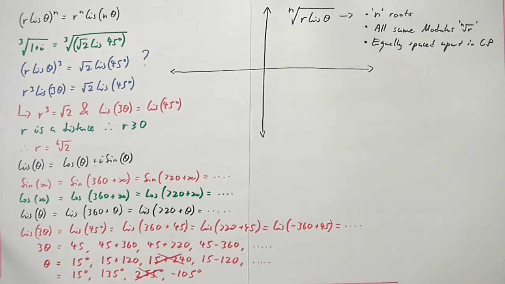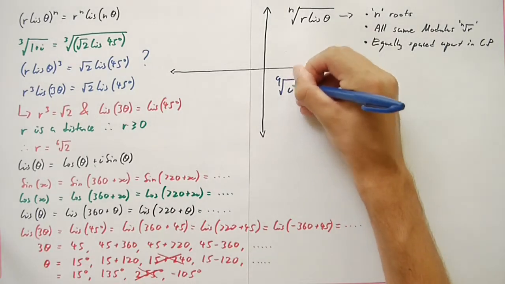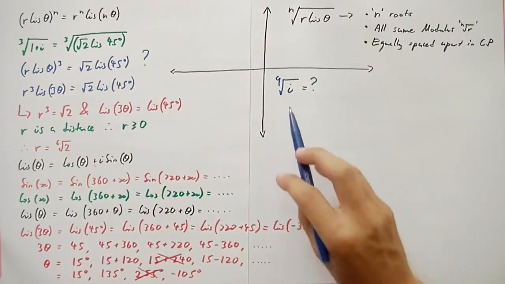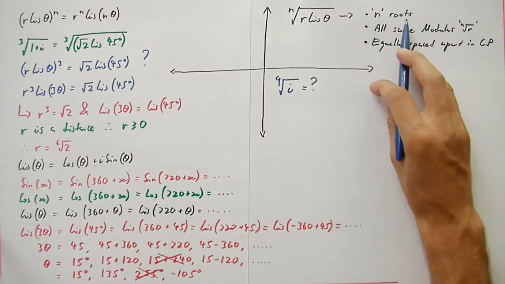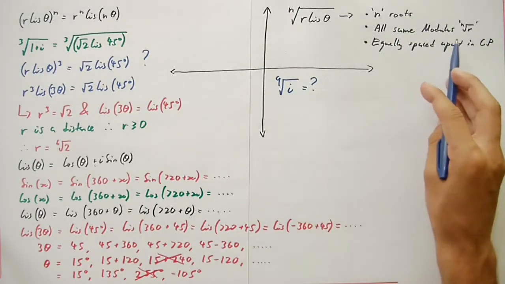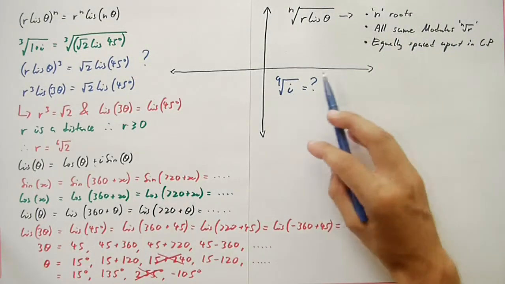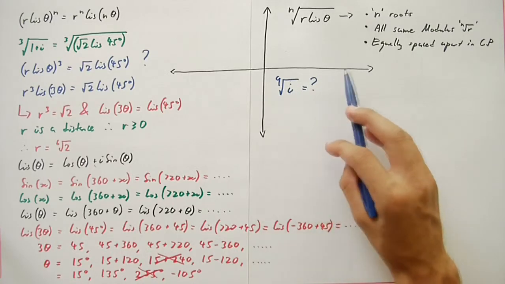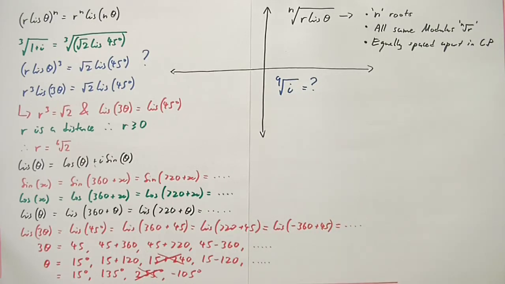Let's do a last example, and that can do for this video. So say we want to find the 9th roots of i. So by our list up here, we can expect to find 9 answers, which will all have the same modulus, and should all be equally spaced apart around our complex plane. Now to use De Moivre's theorem, we need to convert i into polar form.